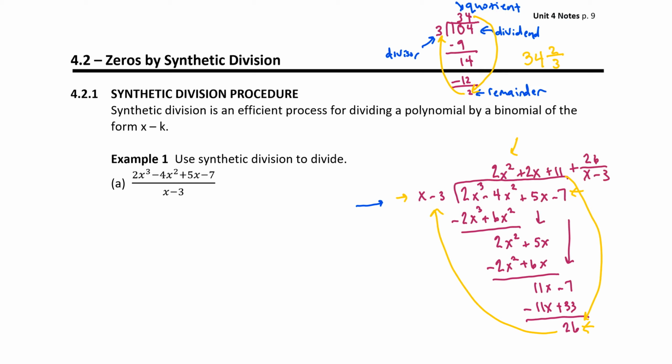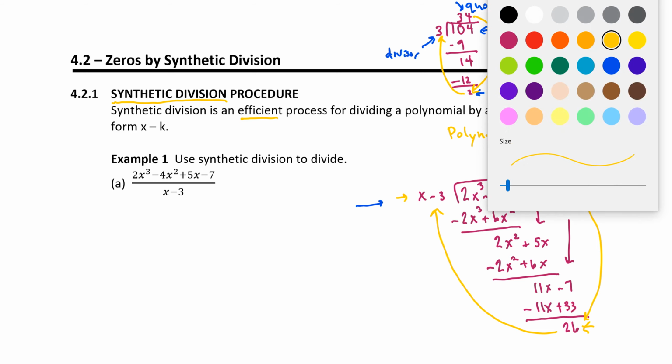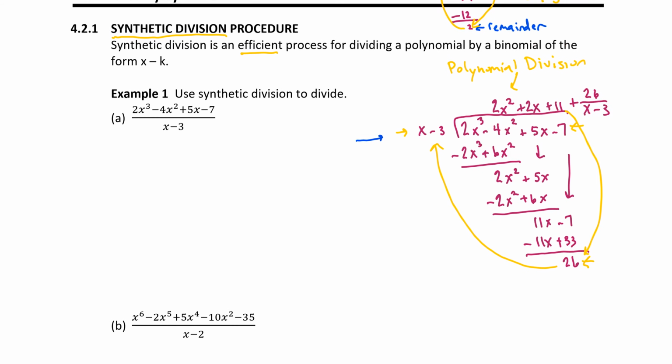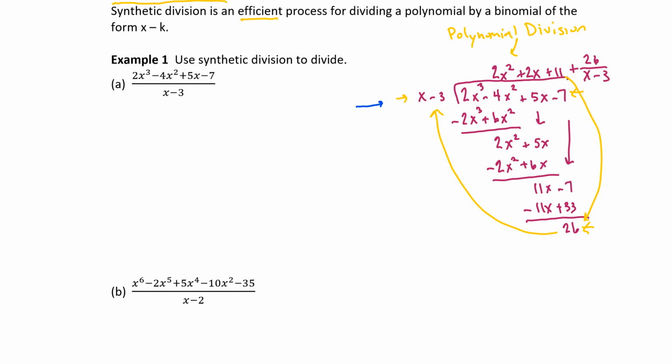Now, if that looks a little bit intimidating to you, I have some great news. We're going to learn the synthetic division procedure. Synthetic division is a shortcut process for the polynomial long division that you see here in this example. So I wanted to write this over here so you would appreciate this shortcut process. Synthetic division is an efficient process, think shortcut, for dividing a polynomial by a binomial of the form x minus k. So let me teach you the synthetic division process. It is a very simple shortcut process to polynomial long division.